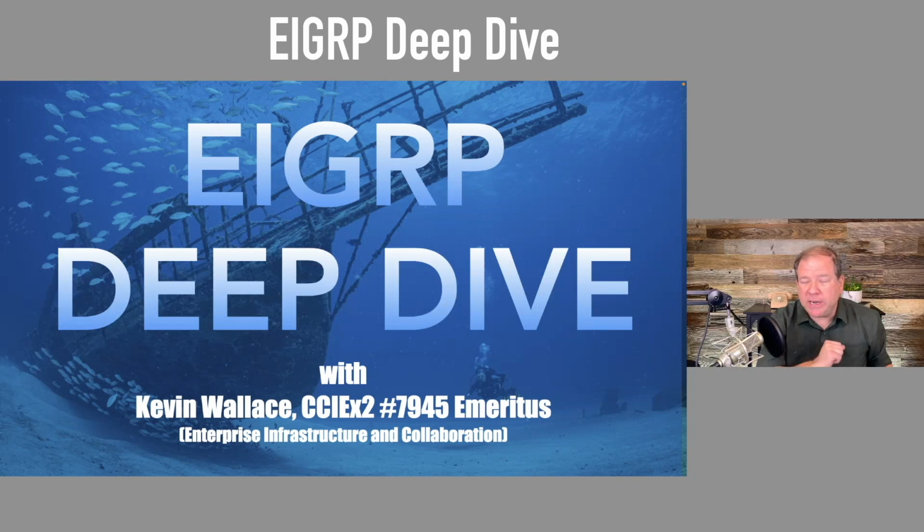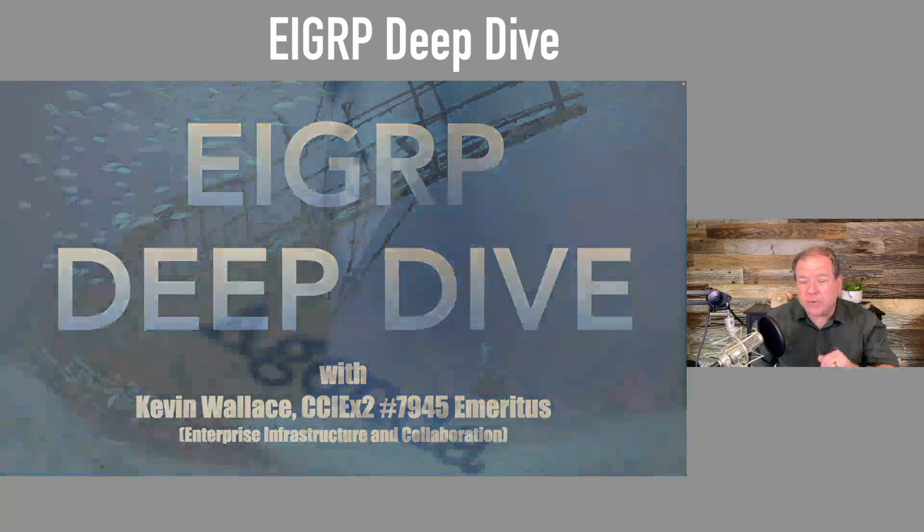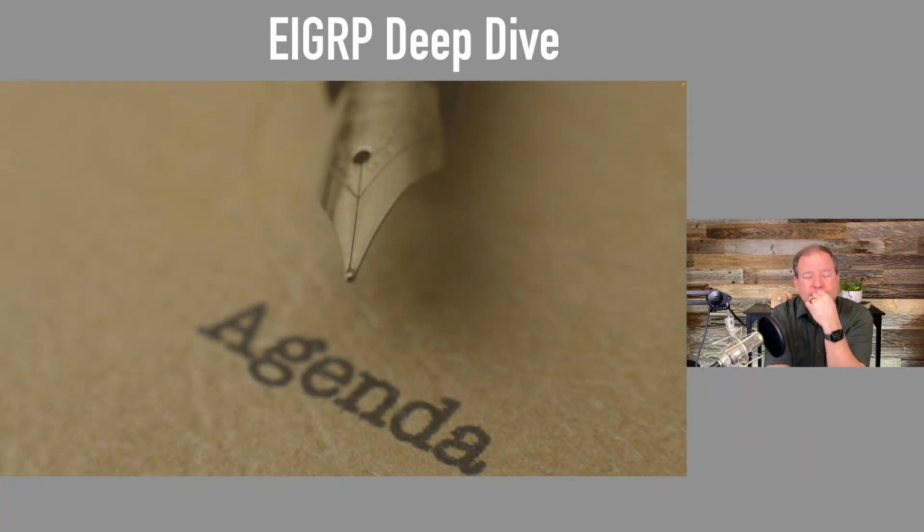And this is where EIGRP really shows up. It shows up a little bit in ENCOR, but it shows up in a big way in ENARSI. So we want to cover today everything you need to know to master the EIGRP topic on your ENARSI exam. As far as the runtime, I'm guessing it's going to be between 2 and 3 hours today, just a guess. And here's specifically what we're going to be covering.